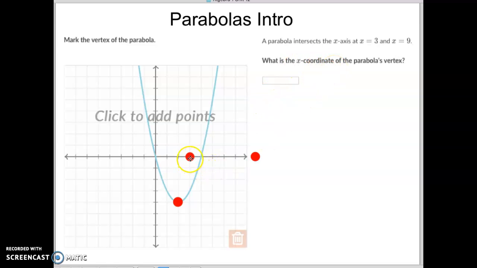Well, the x-coordinate is always the point directly in the middle of these. So halfway between 3 and 9 would be right smack dab in the middle. If you don't know how to figure that out, you can always do the mathematical way. You take the 3 and the 9, add them together, divide by 2, and you get the midway point between them. So if you're ever in question, add the two x-intercepts together, divide by 2, and that is your vertex. So in this case, it's 6.